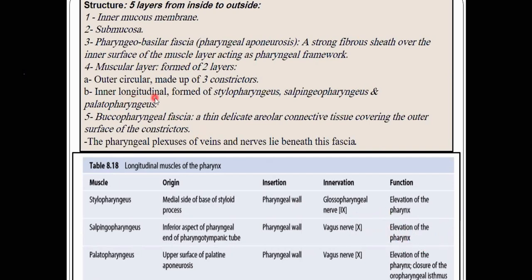All these longitudinal muscles elevate the pharynx, and the constrictors will contract and push the food down towards the esophagus. When you swallow, the pharynx will open the cavity. The food which is in the oral cavity goes behind, and then the constrictors start to constrict and push that food into the esophageal tube. This is the process of swallowing you will do in physiology.